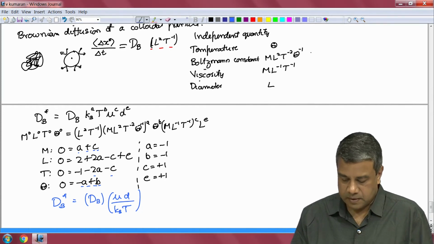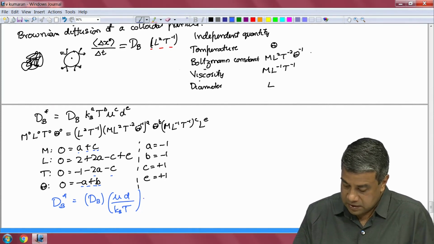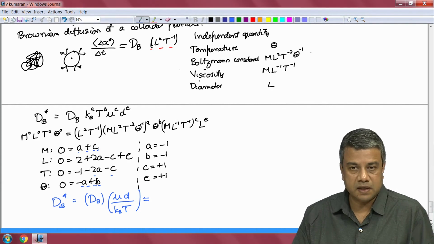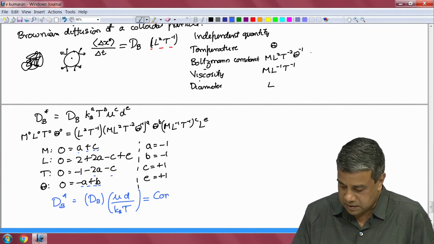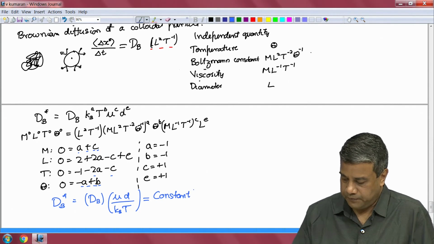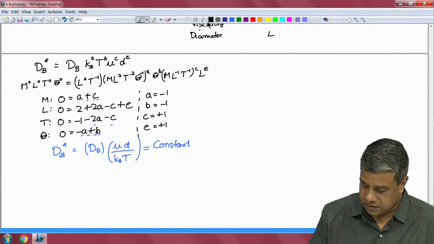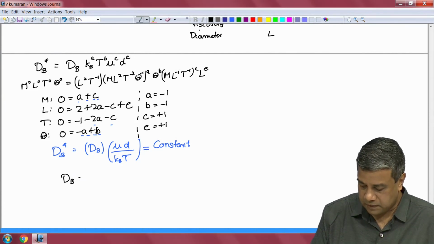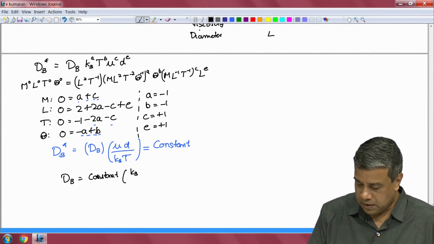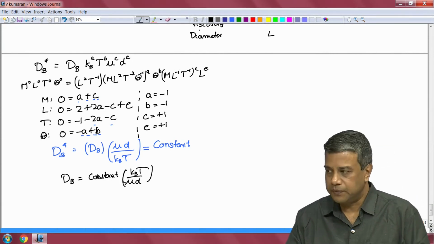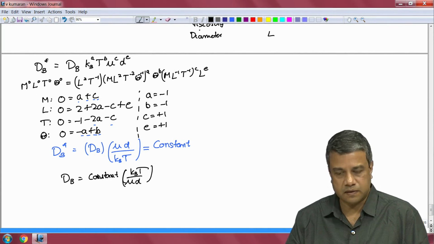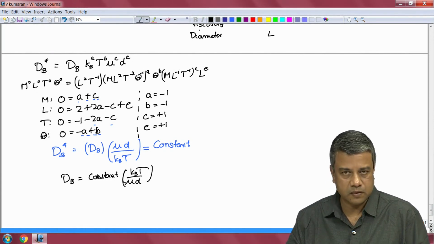So, that is what we get from dimensional analysis. Now, since there is only one dependent dimensionless group, that means that this has to be a constant. Which means that the Brownian diffusion coefficient has to be necessarily of the form constant into kB T by mu d.